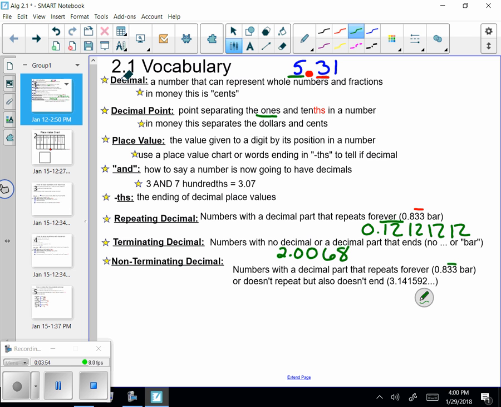Non-terminating decimals often are going to be represented by some sort of symbol. Pi is non-terminating. Non-terminating decimals are irrational. We cannot turn them into a fraction.